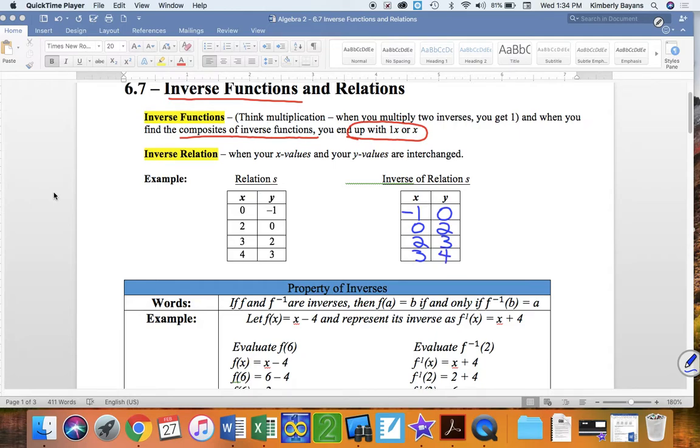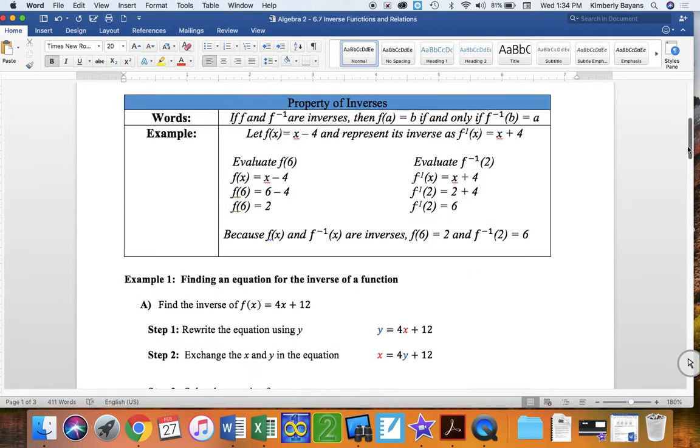So just keep in mind that inverse, I don't want to say it means opposite, but think in those terms: opposite. We're changing around our x and y values when it comes to relations or functions. As I move on down into the notes, we're going to talk a little bit about this. I know the properties are always confusing, but I do want to talk about it. I'm not even going to talk about the words up here, because there's a lot of stuff up there that you won't necessarily understand until we go through the example.